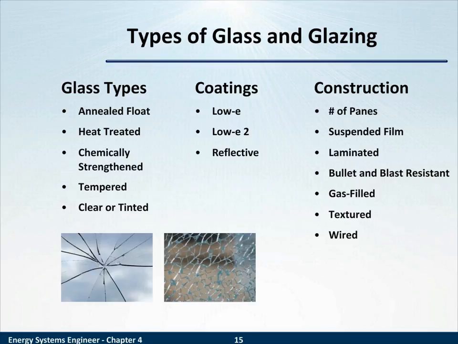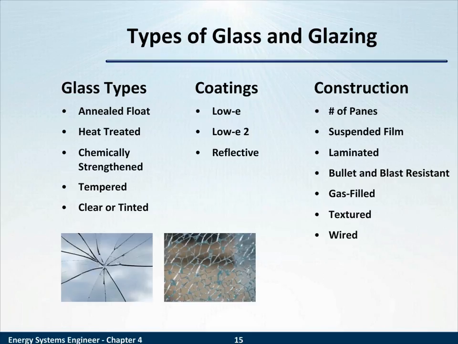Then these glass types can be constructed in a manner of different ways. First is the number of panes. The most obvious is single pane, dual pane, triple pane. And then there's a construction that involves suspended films, where a film is suspended between the two panes of glass, offering UV protection, infrared protection, whatever it is you're trying to do.